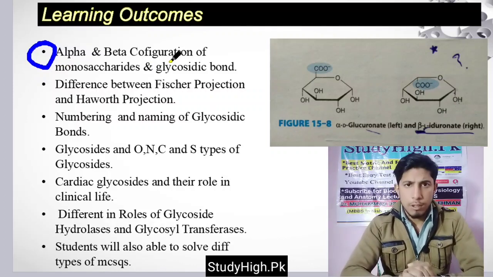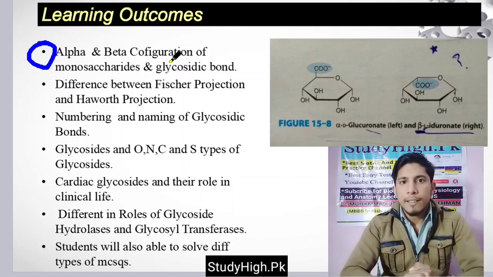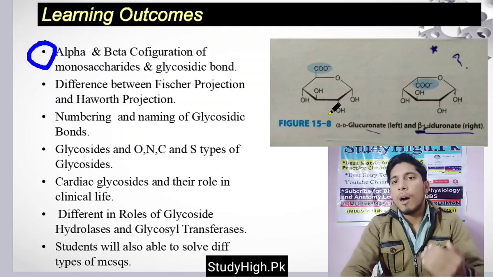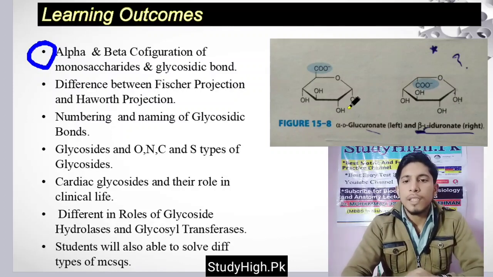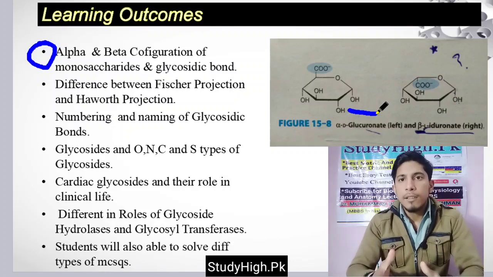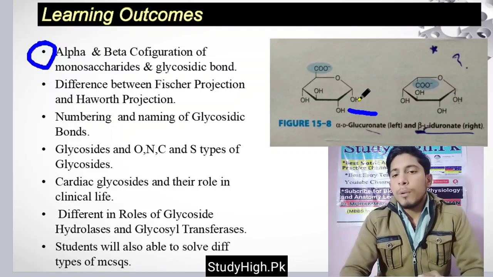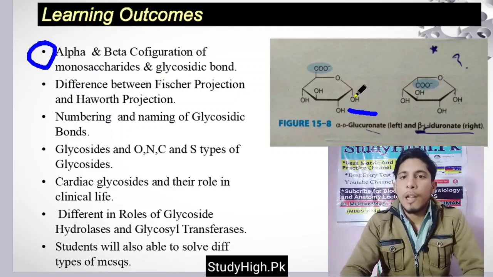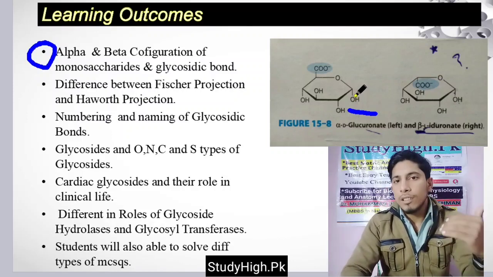About 90% of students think that we determine whether a monosaccharide is in alpha form or beta form on the basis of projection of the hydroxyl group. If it is projected downward, then students say that it is in alpha form. If it is projected above the anomeric carbon, then students think that it is in beta form. But that is a totally wrong concept.